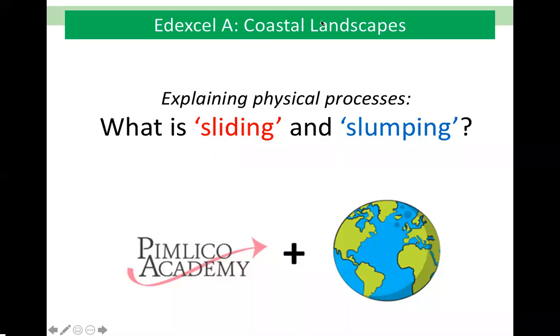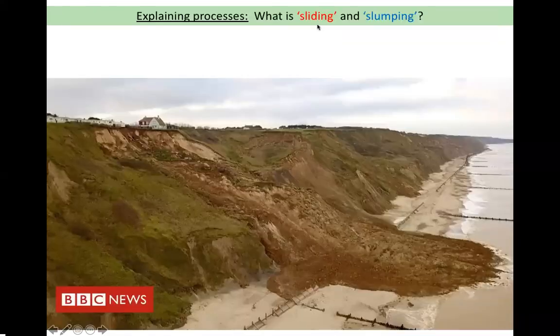Hello, this is a video explaining the physical processes of sliding and slumping. These are two types of mass movement, and they're really important when it comes to explaining why coastlines look the way they do. So, this is a photo of what you might call a landslide.